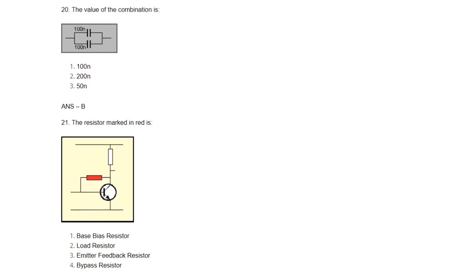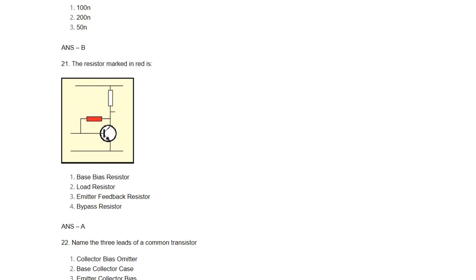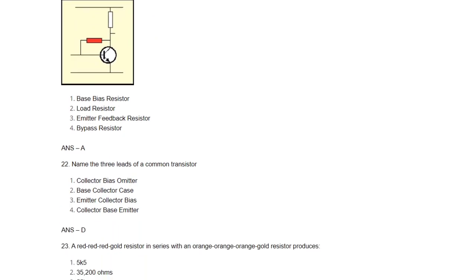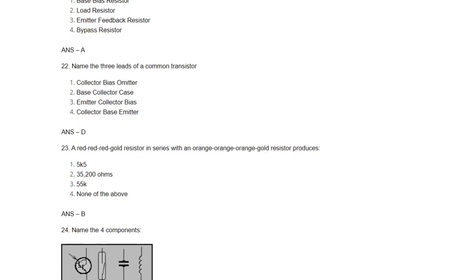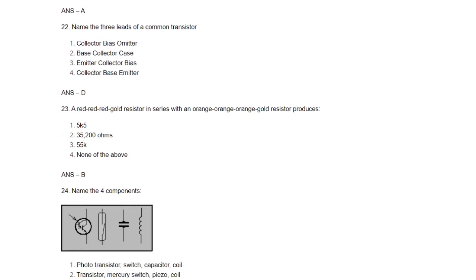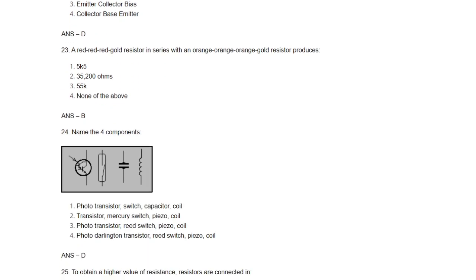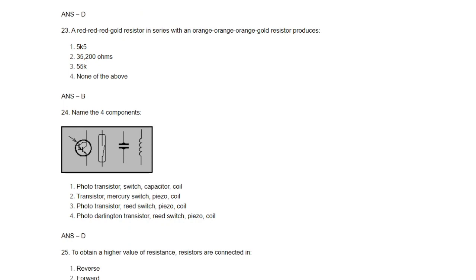The resistor marked in red is the base bias resistor. Then question number 22: name the three leads of a common transistor. Collector, base, emitter. Then question number 23: a red gold resistor in series with an orange gold resistor produces 35,200 ohms.